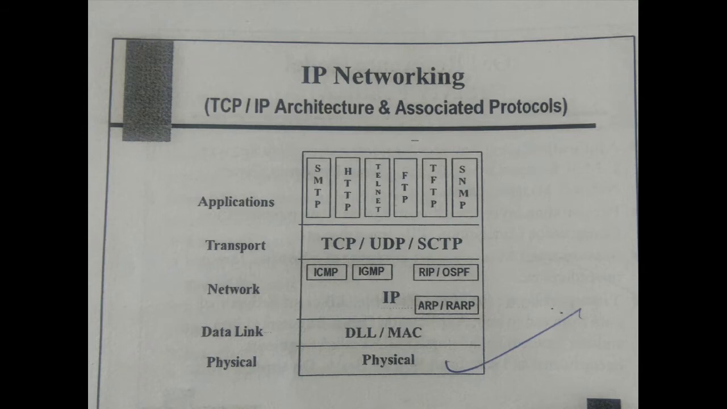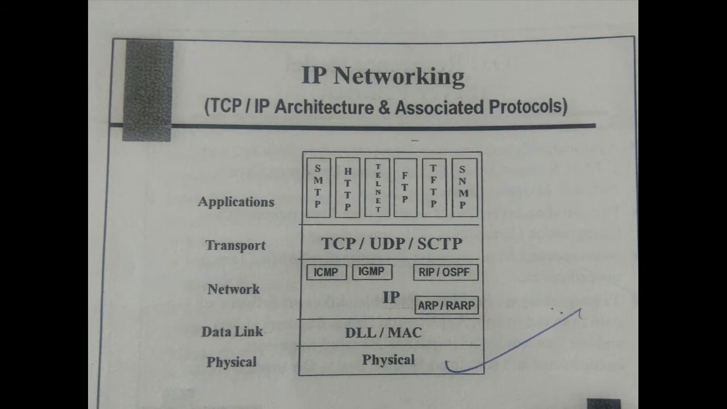If we talk about the network layer, in the network layer we have ICMP, IGMP, then RIP, OSPF, ARP and RARP. So these are the various protocols in which different applications work. Basically, on these layers these protocols work in various applications.